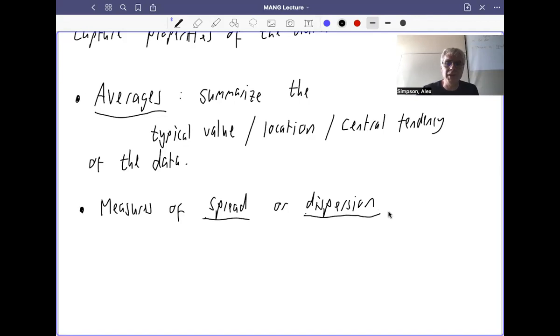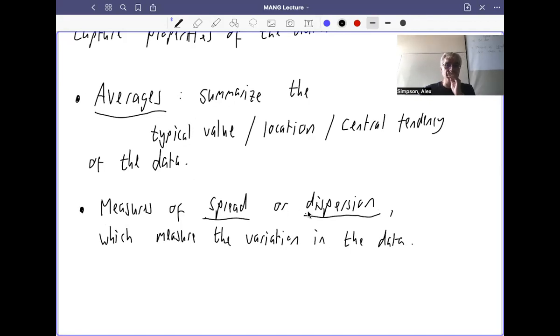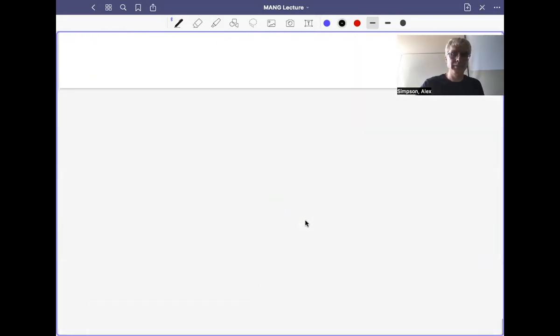So measures of spread or dispersion in the data, which measure essentially the amount of variation in the data. Variation, the size of the variation in the data. So we're going to look at some different averages and one important notion of spread, which is the most famous one, which is called the standard deviation. So let's look at averages first.